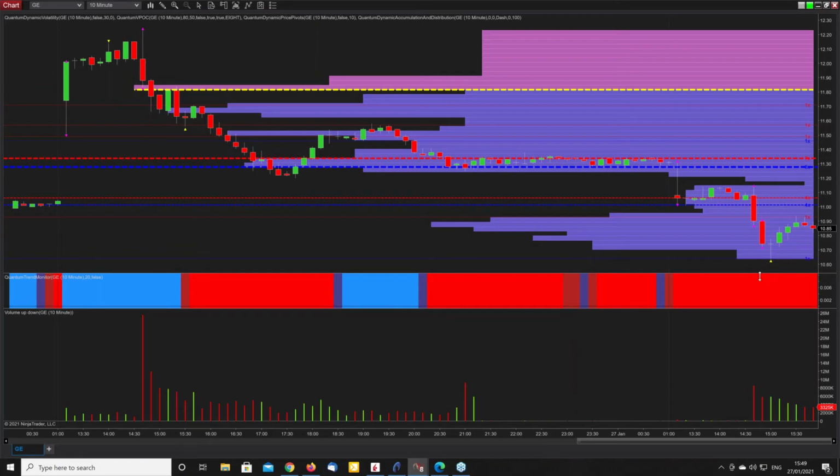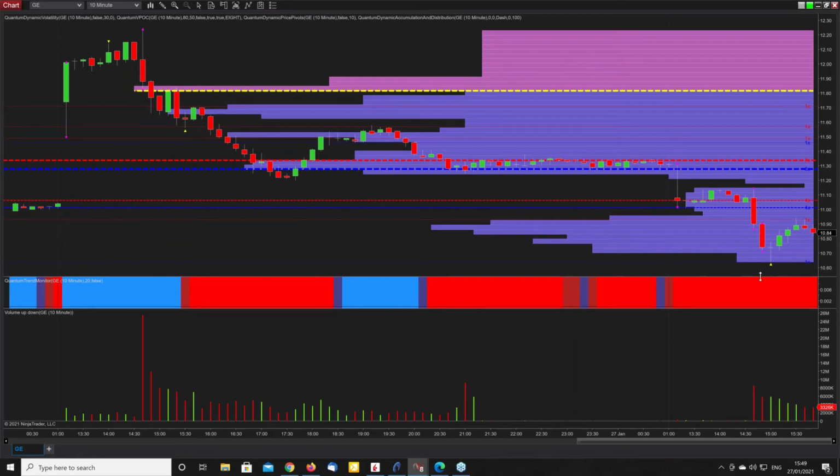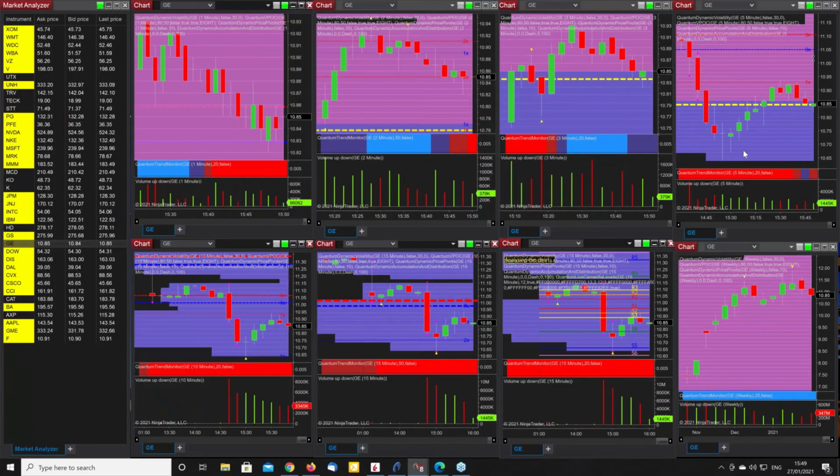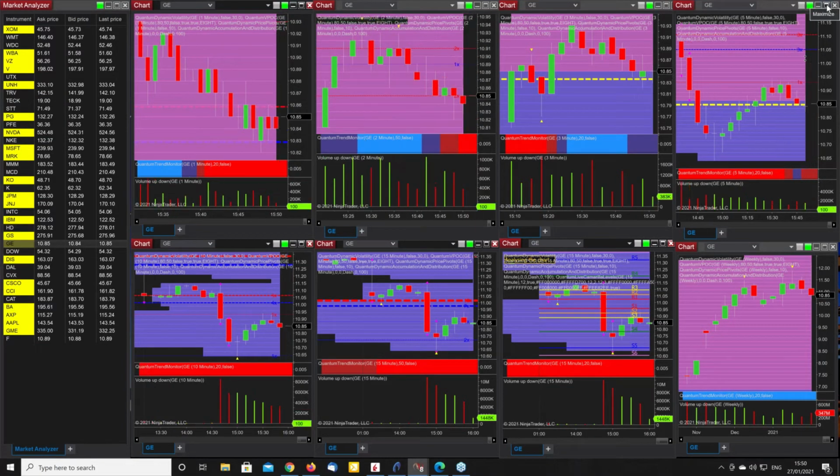And overall, in terms of general direction at the moment for GE, certainly on this time frame at any rate, it is still bearish according to the trend monitor. So that's on the 10-minute. A similar sort of picture on the other time frames. Let's go up onto the 5-minute.